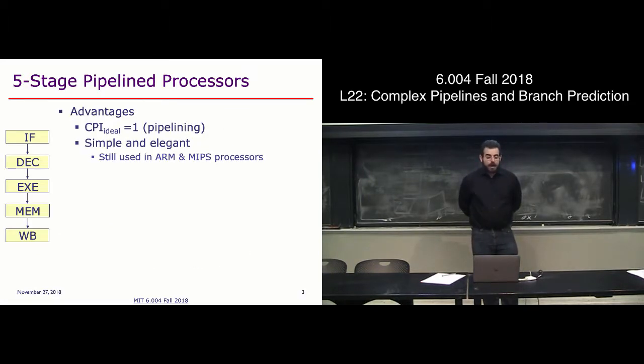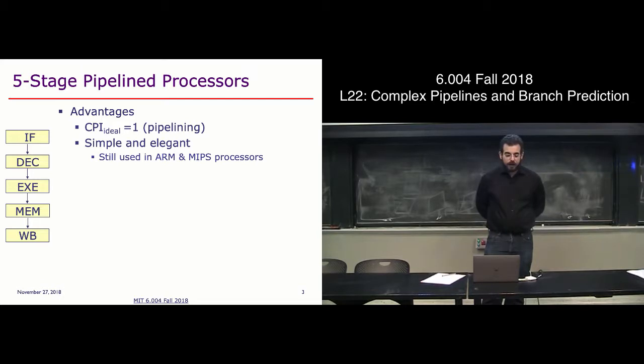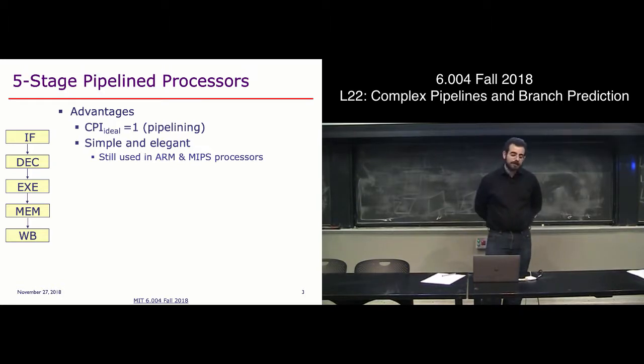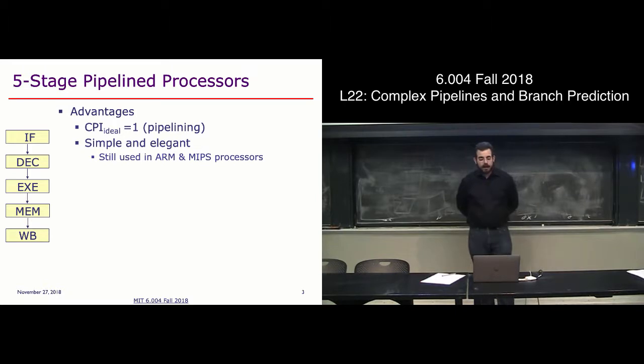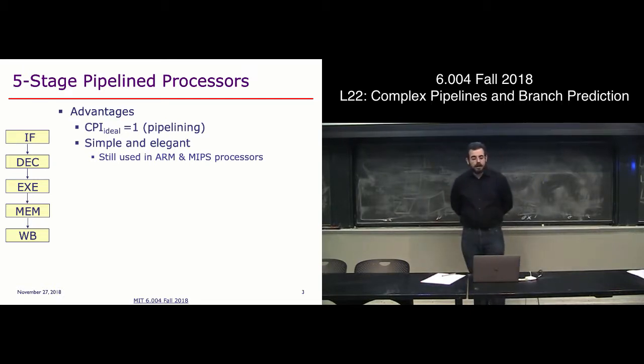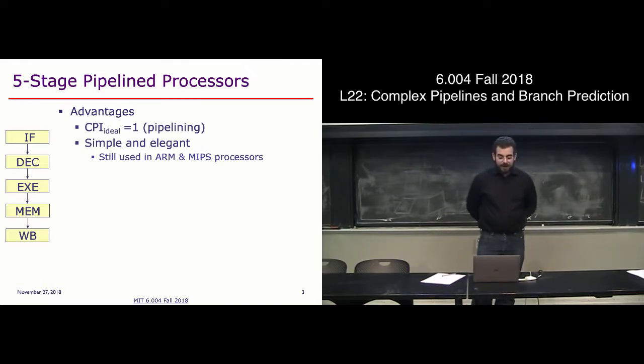Okay, so we started by looking at this classic five-stage pipeline, where we had fetch, decode, execute, memory access, and write back. It's a very simple design. You're basically starting from something very similar, even a little simpler, in the design project. And it is still used if you don't want super high performance. Many chips used in embedded devices and things like network routers, like Wi-Fi access points, and other devices have, for example, low-power ARM processors that implement precisely this pipeline.